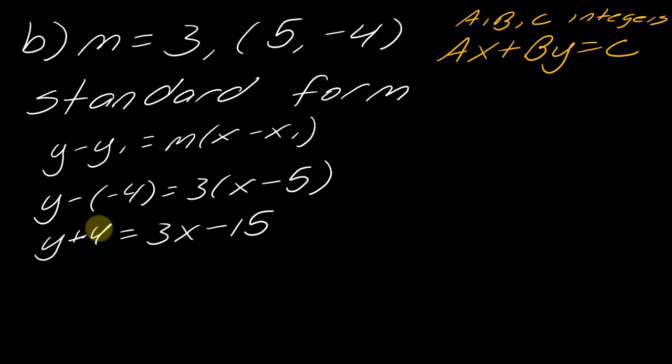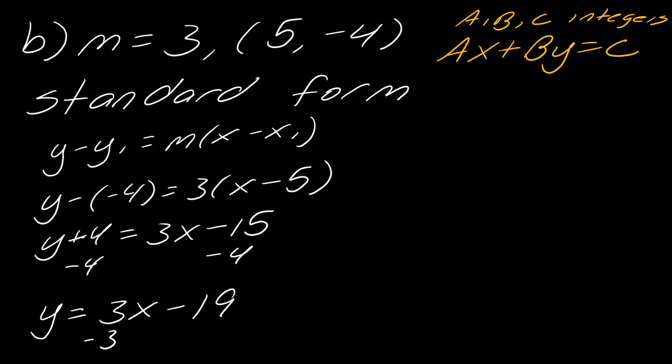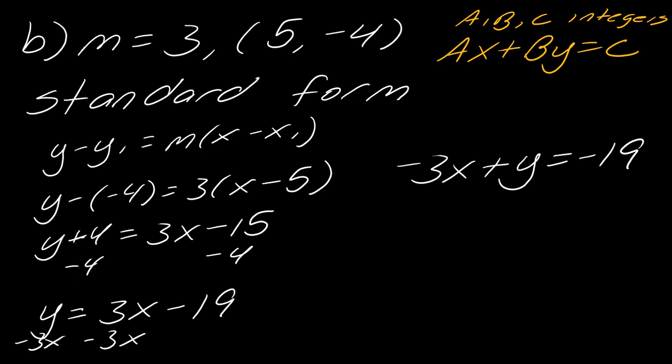So I can start by first getting this 4 out of the way and bringing it over to the other side. So I'll start by just subtracting off the 4 like this. So I get y equals 3x minus 19. But this is slope-intercept form. This is not the format that I need. I need standard form. So to finish this, I can go ahead and just subtract off the 3x. So I get -3x plus y equals -19. And so that would be my answer.